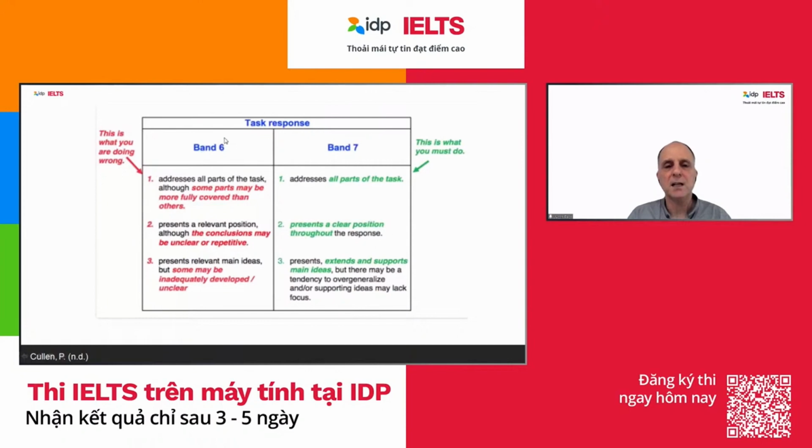Lots of people get stuck at a band 6. And she has a video even saying that native speaker writers do exactly the same thing. So to get a band 7, you need to make sure that all parts of the task are addressed. It's got to be clear, extended, and supported. And this part is very important. I'll cover this again. There may be a bit of a tendency to overgeneralize. We'll come back to that as an explanation later.